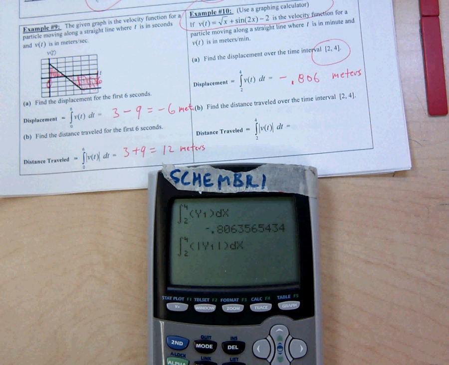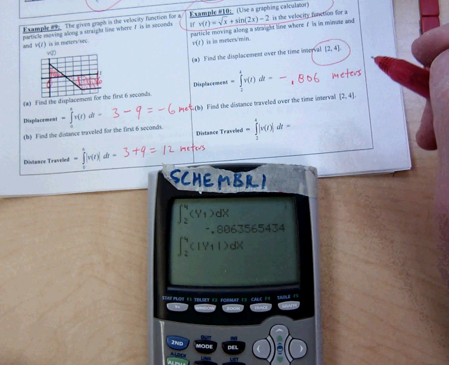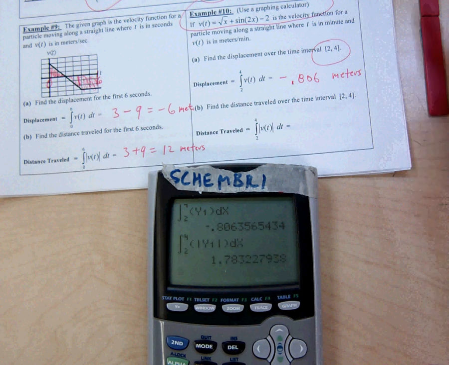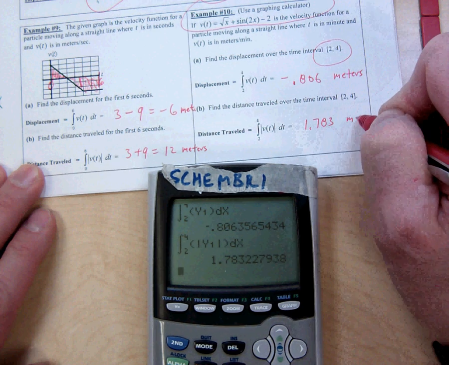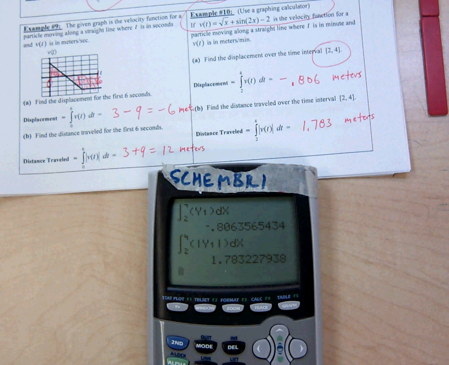Okay, guys? And then you hit enter. So again, you got to be patient sometimes with integrals. They take a while. Don't start pressing buttons. You're going to freeze it. There it goes. So 1.783 meters is the distance traveled. Everybody good? Yeah?